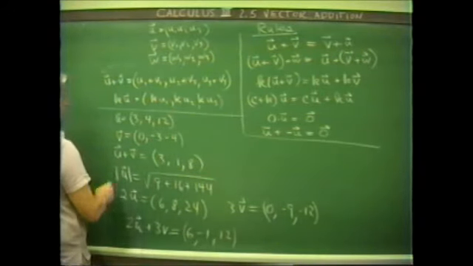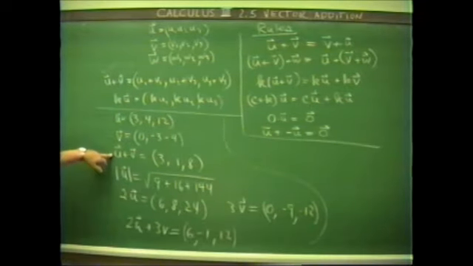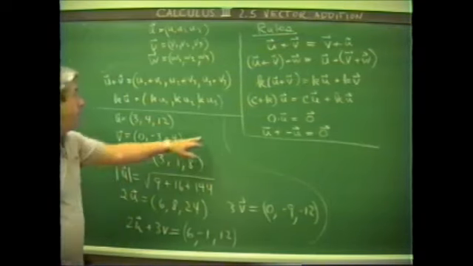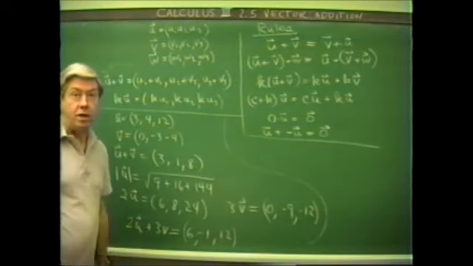So here then are some examples of vector addition, multiplication by a scalar, determining the magnitude of a given vector. Okay. And here are some rules that vector addition and scalar multiplication satisfy.